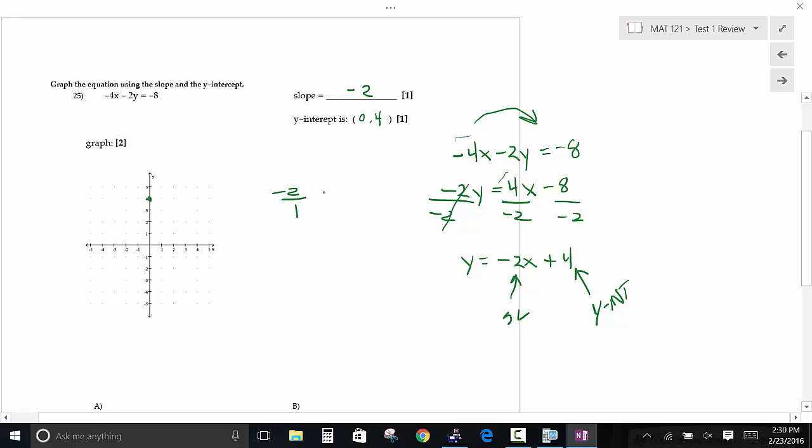So it's a rise over run. So how do you count the negative 2? Up or down? Down. Okay? The bottom number is left or right. What are you going to do? Right, because it's positive. Because you're going to go like that.